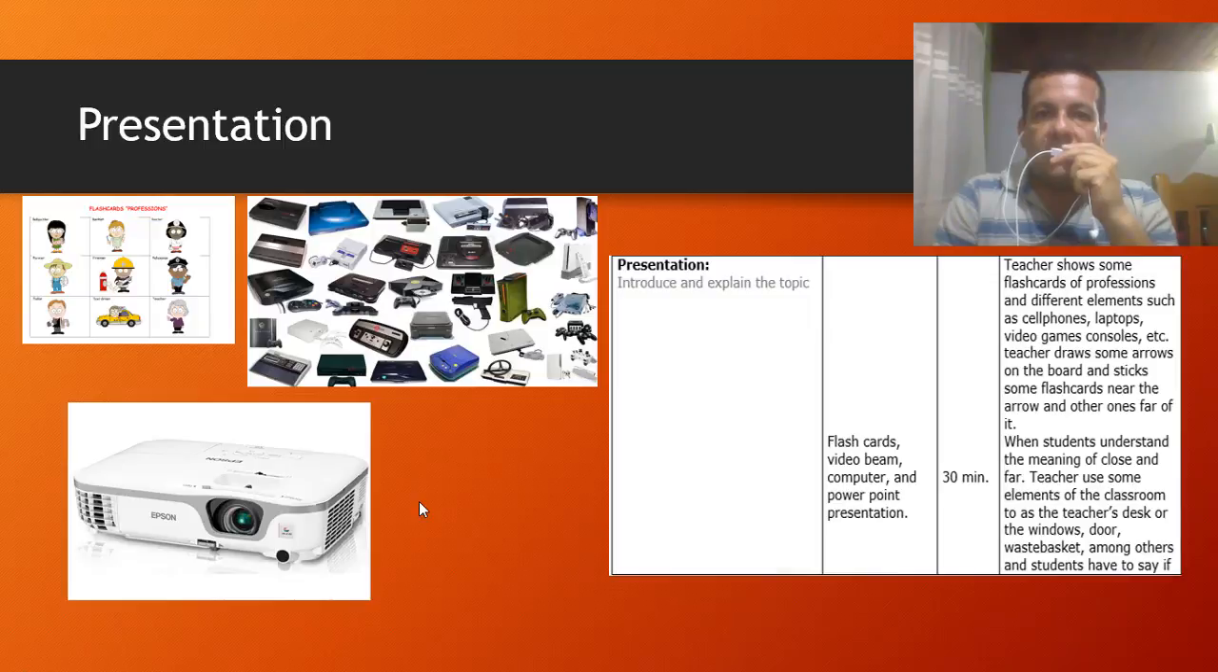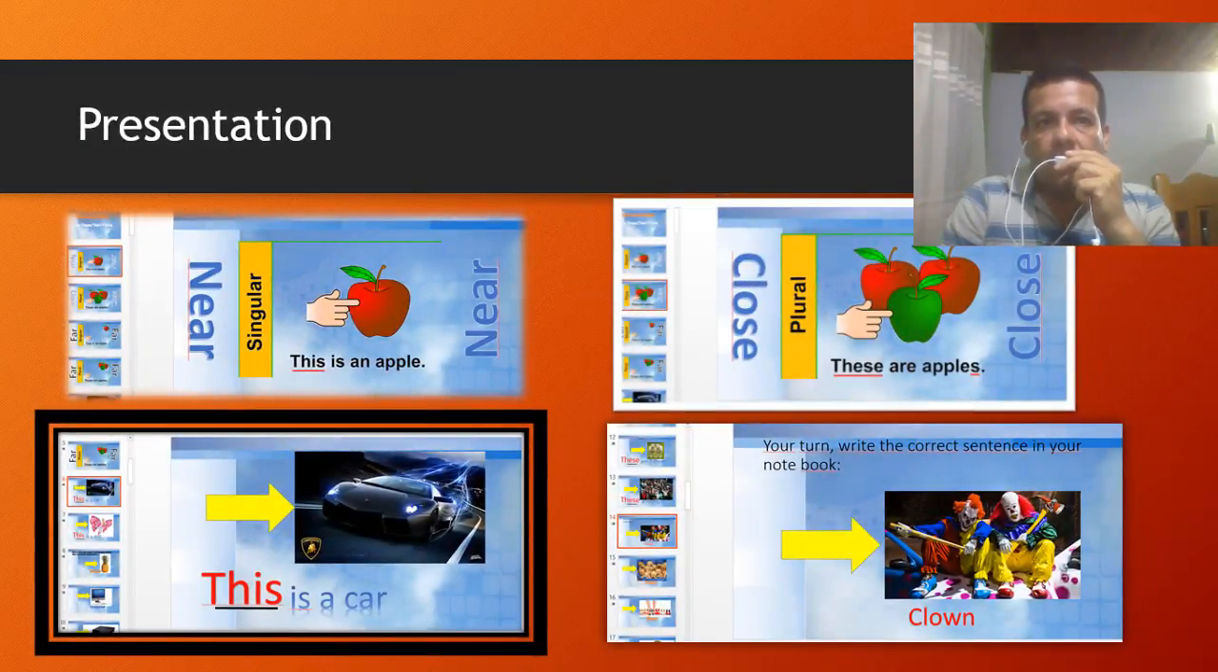Also, on the board, the teacher draws some arrows and extends some of the flashcards near another part of this, so the students understand this concept. After, teacher makes a short presentation using a PowerPoint presentation with images, examples, and exercises to present the grammar structures of demonstratives, and the students can practice in a spoken form.